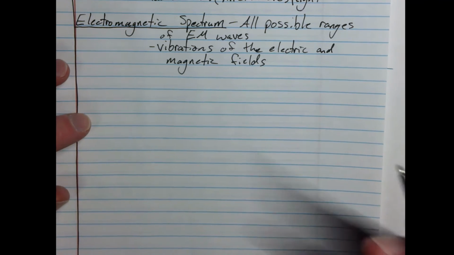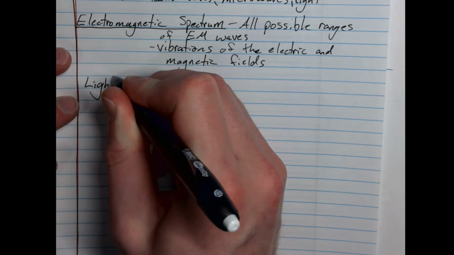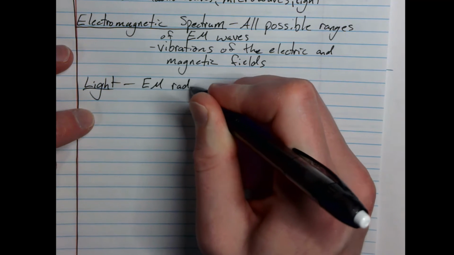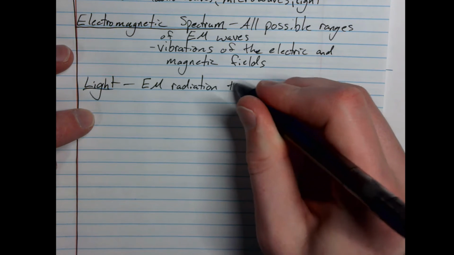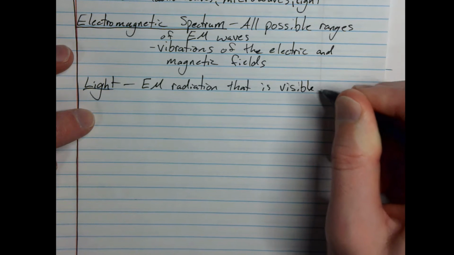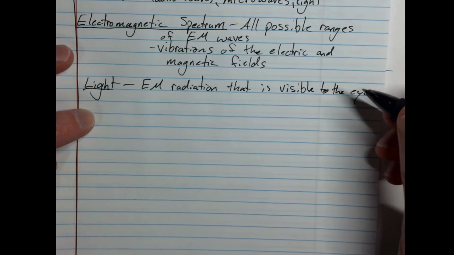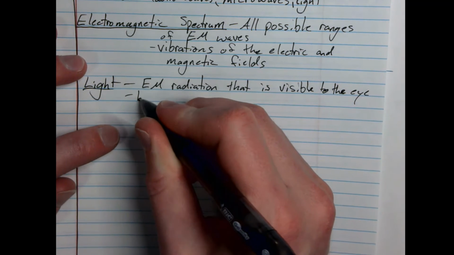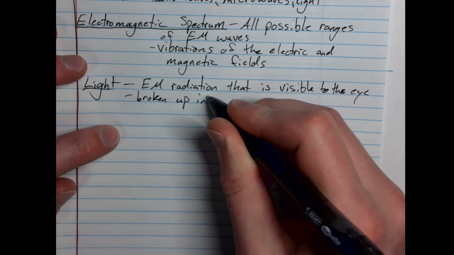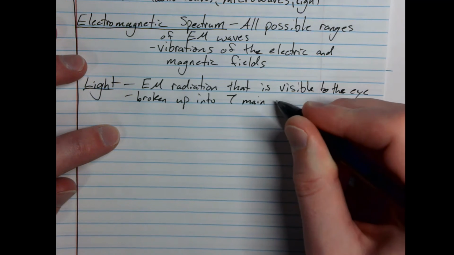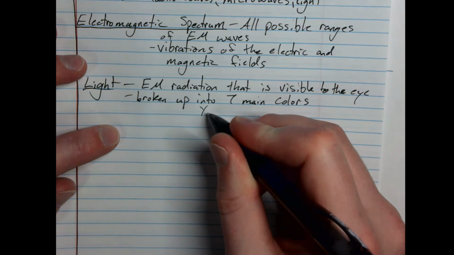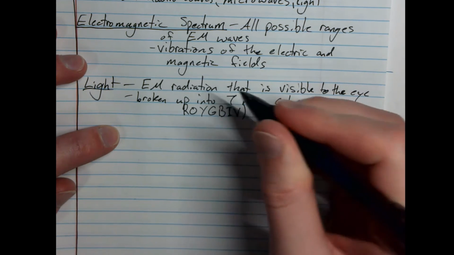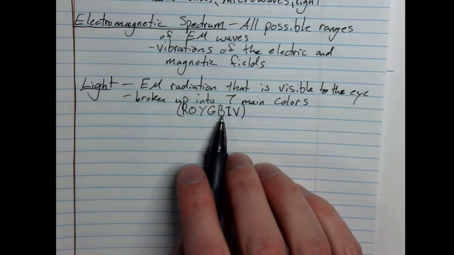So light is the one we're going to talk about. So let's talk about light. So it's electromagnetic radiation that is visible to the eye. And we can break this up into seven main colors. And I'm sure you guys know those colors, right? Let's see, shoot, I spelled it wrong. Roy G. Biv. I don't know why we count indigo, it's not really one of them, whatever. So, Roy G. Biv: red, orange, yellow, green, blue, indigo, violet.